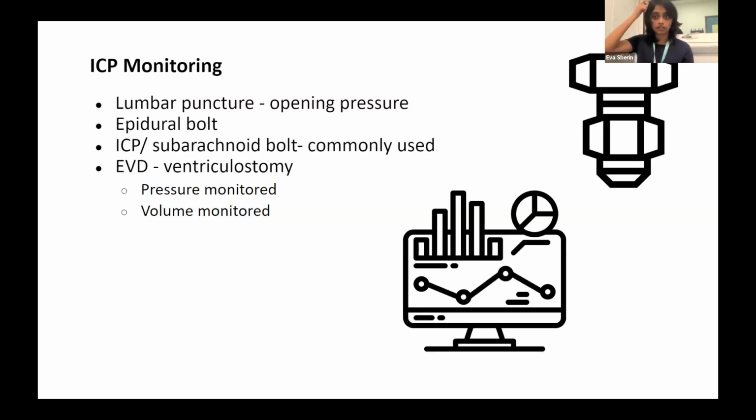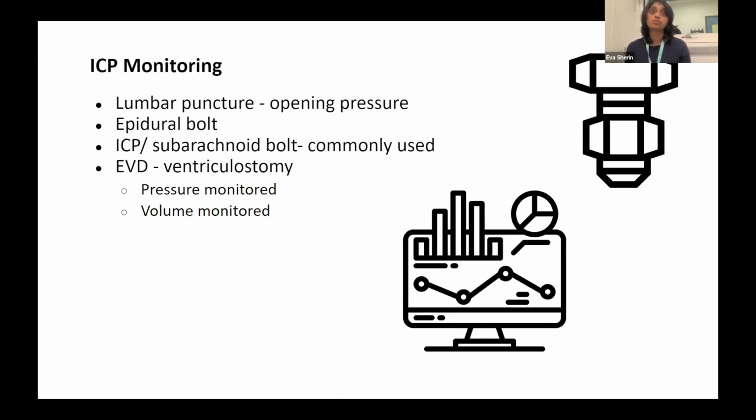You basically drill at the Kocher's point, which I told you about in the beginning, and you put a monitor, like a small thread, all the way in and connect it to the monitor, and it will give you a proper wave. I can go into the details of the wave. It's mainly P1, P2, P3, but it gives a proper wave to show you that there is proper circulation and that the circulation in the brain is not compromised because of the raised intracranial pressure. Epidural bolt is not so commonly used because it's not really as accurate as a subarachnoid bolt.